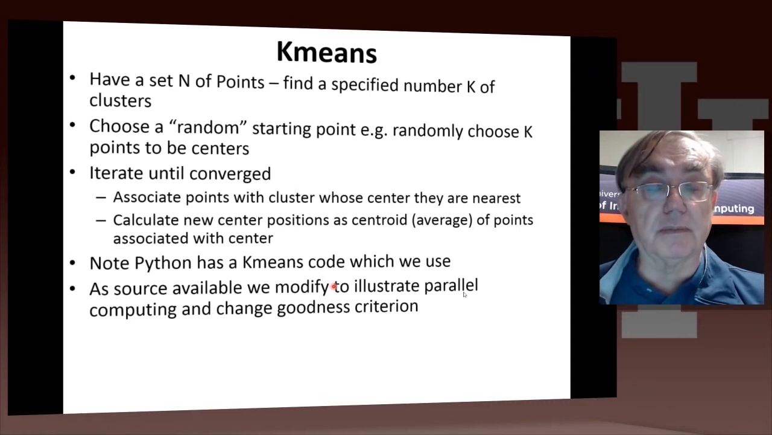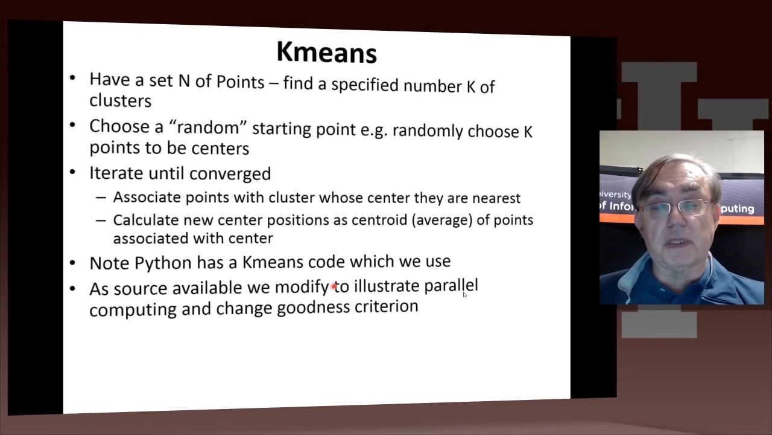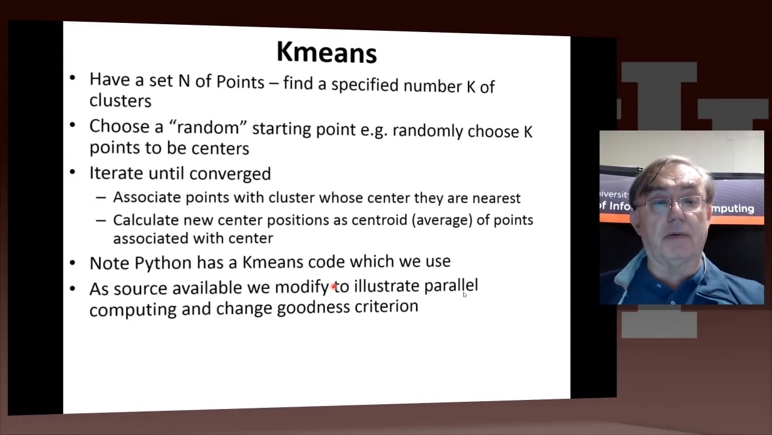Now let's remember what k-means does. We have a set of points. We want to find a specified number, k, of clusters for those points. We choose a random starting point. Typically, when you have a set of points, you don't generate the centers randomly in the space. You just take actual k of the points, leaving n minus k not to be centers and k to be centers. This at least ensures that your centers are near at least 1 point, because they're exactly equal to 1 point. Then we iterate the algorithm.